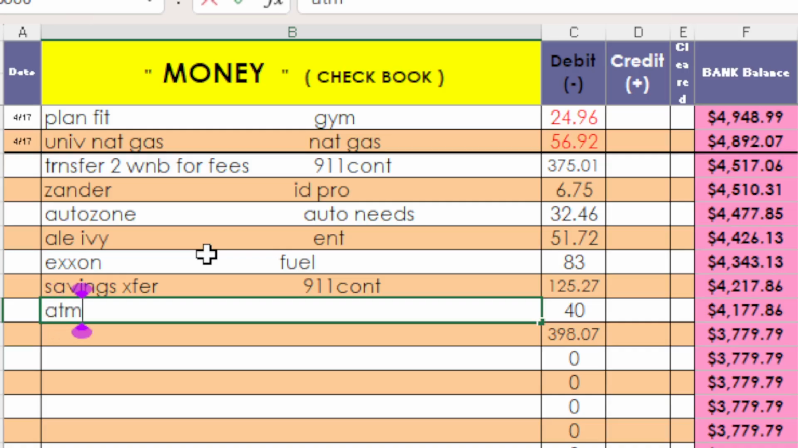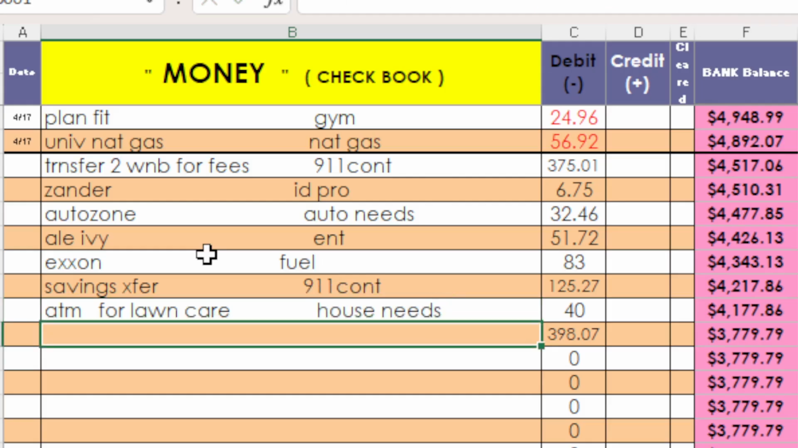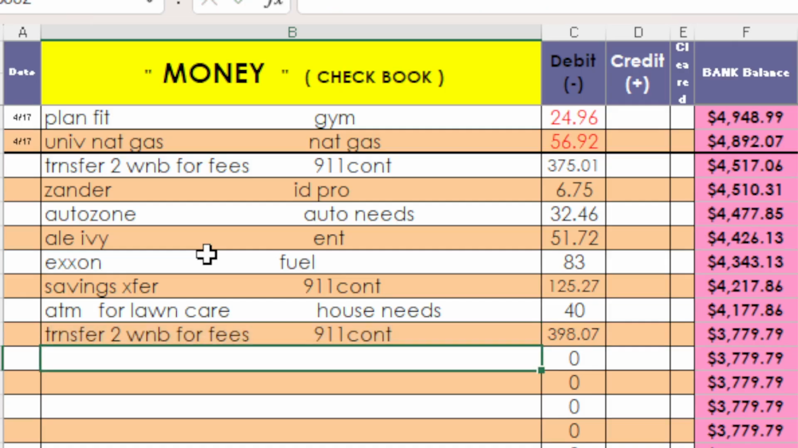The next one is $40. It's an ATM, lawn, yeah, or LAW for the lawn care. And that one's going to be expense to house needs. Okay. And the next one is going to be 398.07. And that particular transfer is going to be the same transfer as the other one for the fees. So those two transfers.